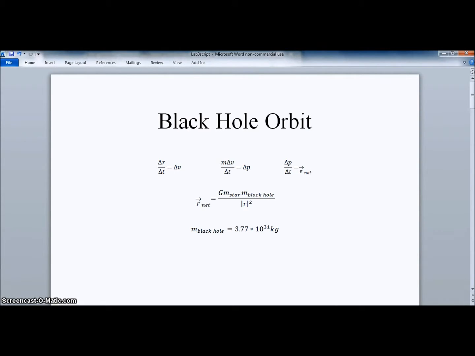The only known information for the black hole was a position, and using the results of the analysis, the mass was to be calculated. Newton's law of universal gravitation was applied to find the black hole's mass of 3.77 times 10 to the 31st kilograms.